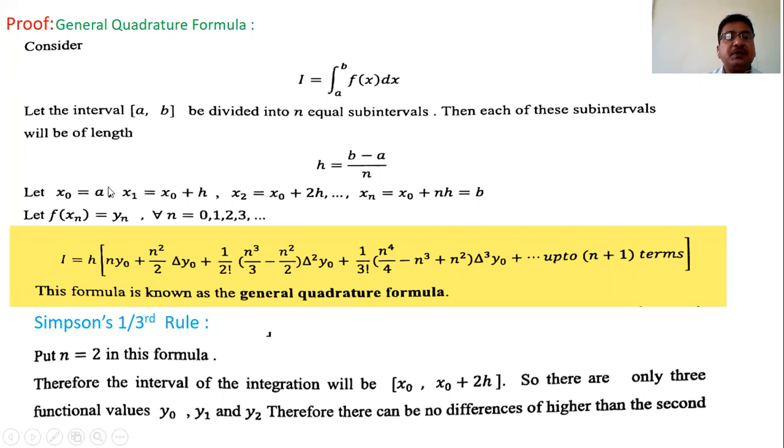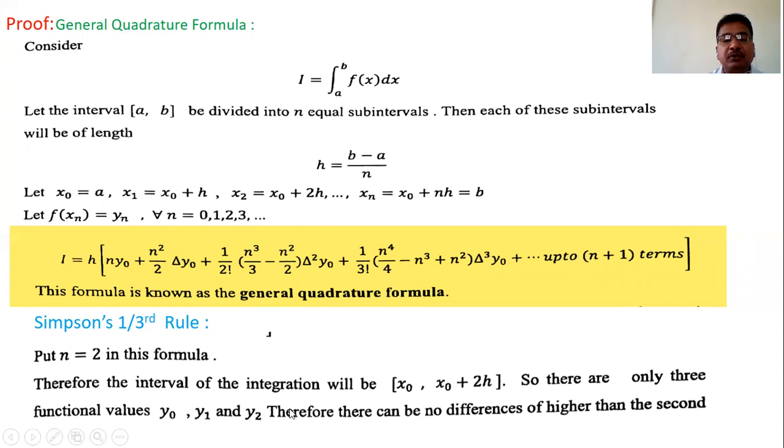Okay, and the corresponding values: corresponding to x0, the value of y is y0. Corresponding to x1, the value of y is y1, and corresponding to x2, the value of y is y2. That is, we have 3 values of x: x0, x0 plus h, x0 plus 2h, and we have 3 values of y: y0, y1, y2.